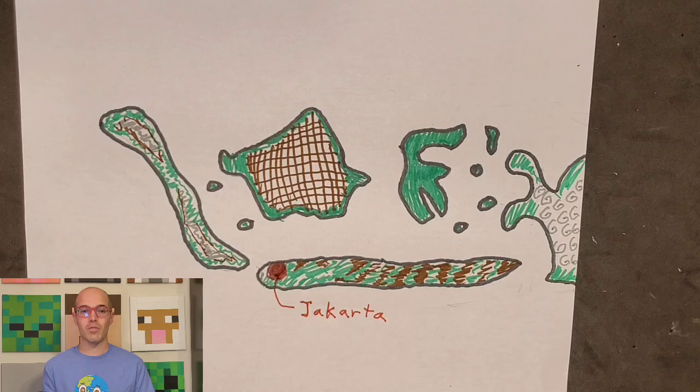Start by drawing Sumatra on the far left, Java beneath it, Kalimantan, also known as Borneo, in the northeast, Sulawesi to the north, and Papua, which is right next to Papua New Guinea, on the far east. These islands are the cornerstone of Indonesia's geography.